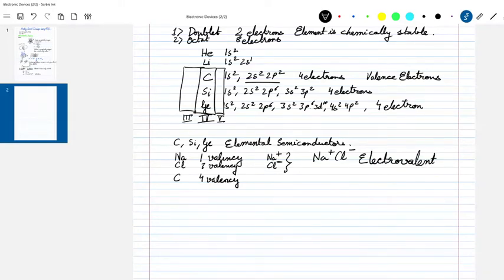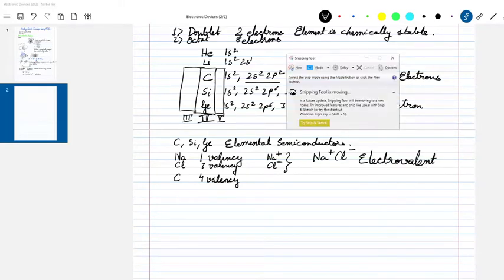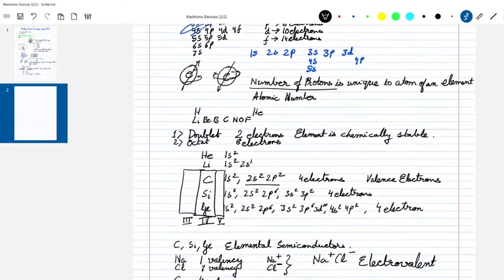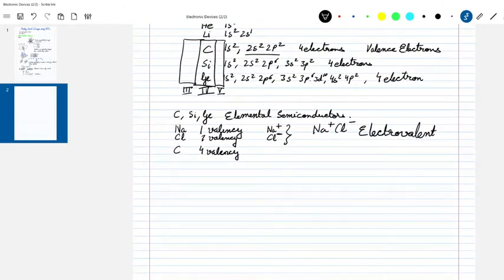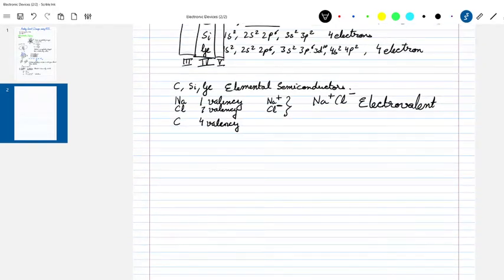Okay, so you have electrovalent bonds. These are based on electrostatic forces. So one is a positively charged ion, the other is a negatively charged ion. They are held together by electrostatic force. Now carbon is like the middle class. It's neither rich nor poor. And how do middle class people stick together?